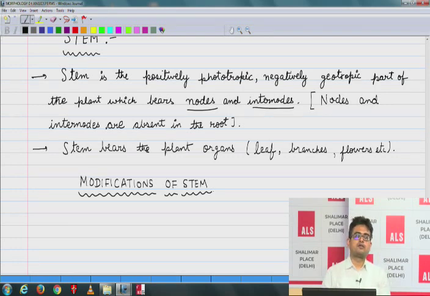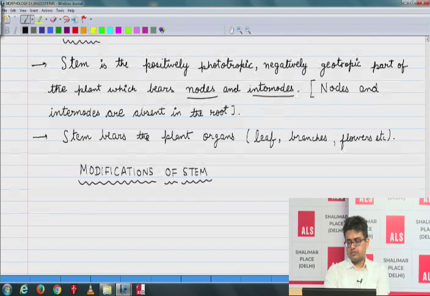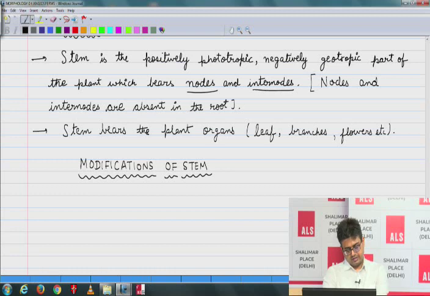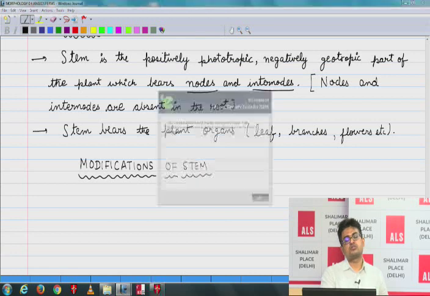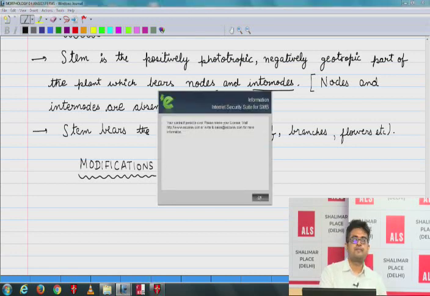So what are the stem modifications that we need to talk about? The modifications of stem include a lot of structures. We'll talk about them. This modification has a different pattern, like we classify it as underground, above the ground, or growing horizontal to the ground. All these things, that is what we are going to do here.